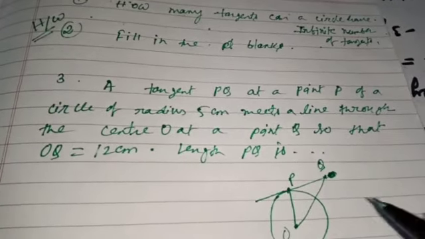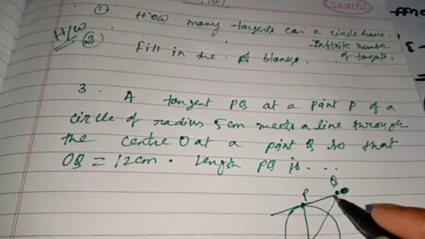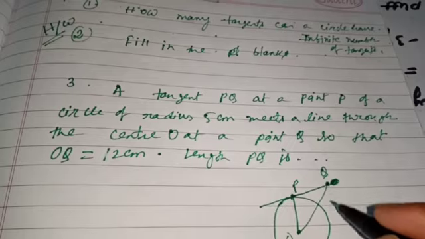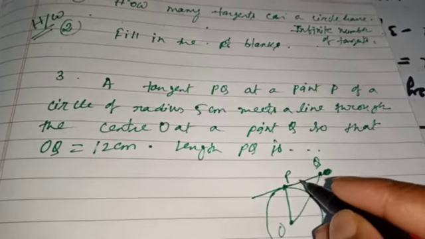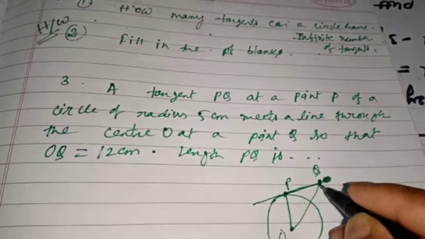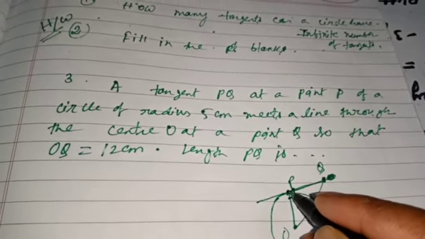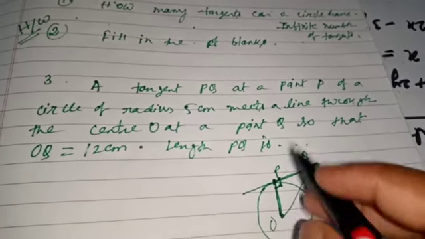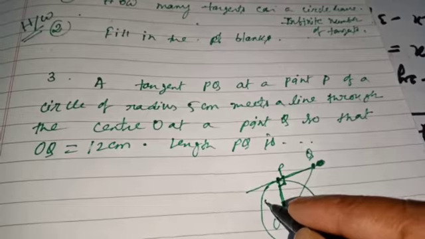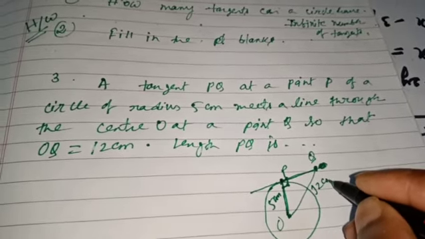Now what is the question? You need to find out the length PQ. So according to the theorem, you know this angle is how much? 90 degrees, because the line joining the point of contact to the center is always 90 degrees. Then OP, how much have they given? Radius is 5 cm. And OQ also you have how much? 12. Now it is clear to you.